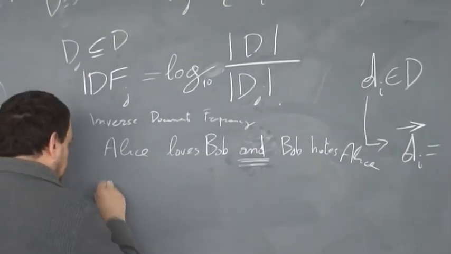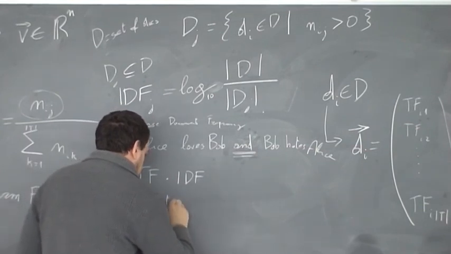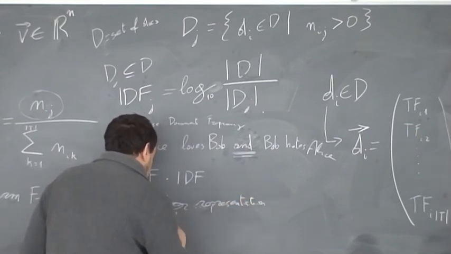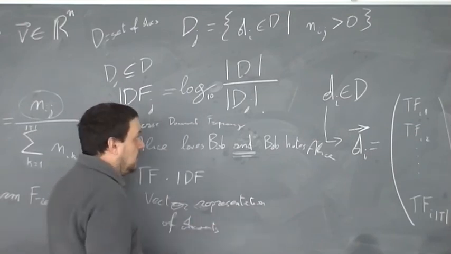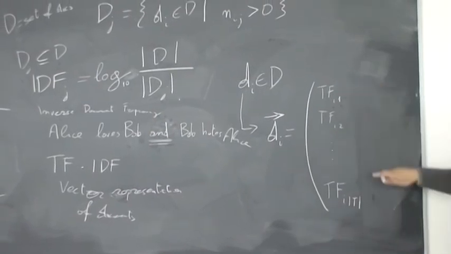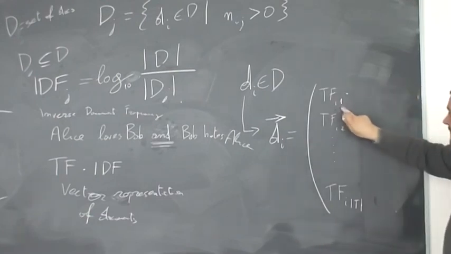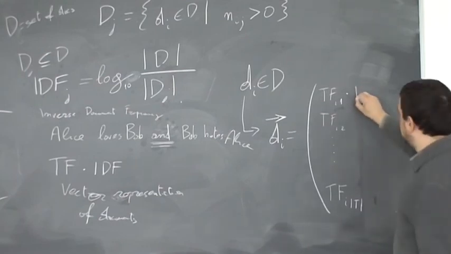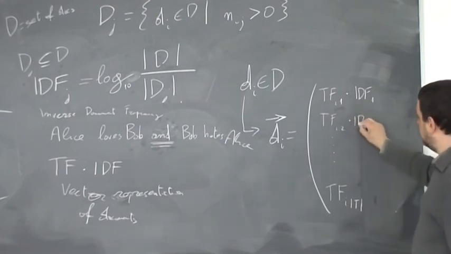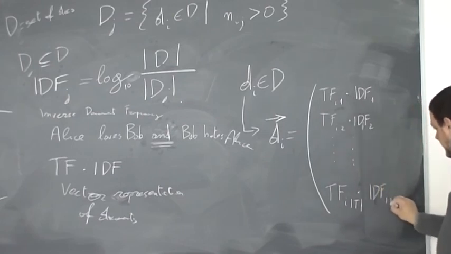So we end up with the so-called TF times IDF vector representation of documents, where a document is represented by a tuple with one number for each term, where each term entry is the product of the term frequency of the term within the document times the inverse document frequency of the term: TF_1 times IDF_1, TF_2 times IDF_2, and so on, and this times IDF of the last term.